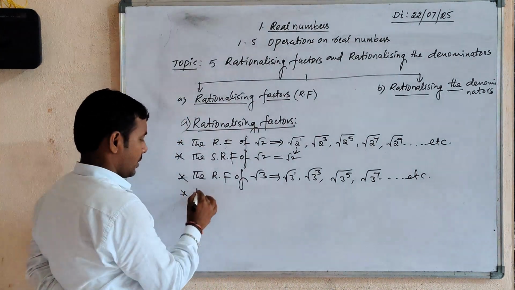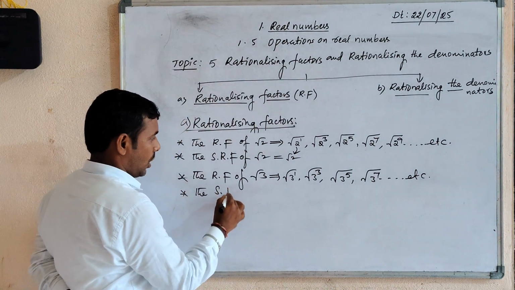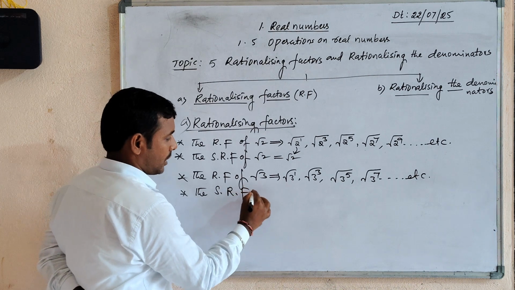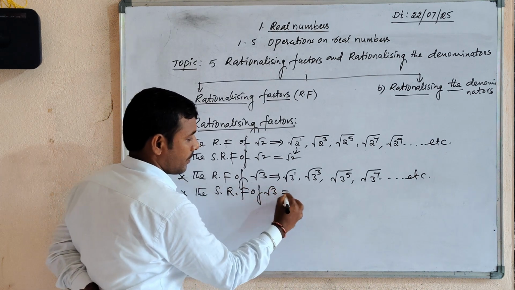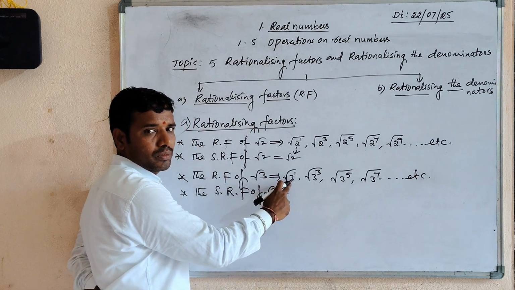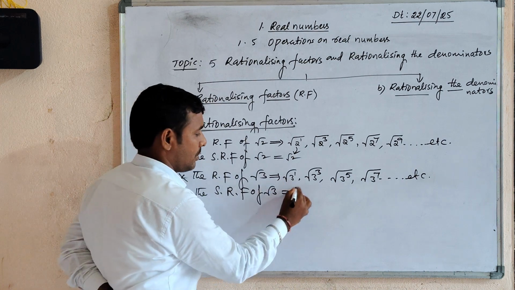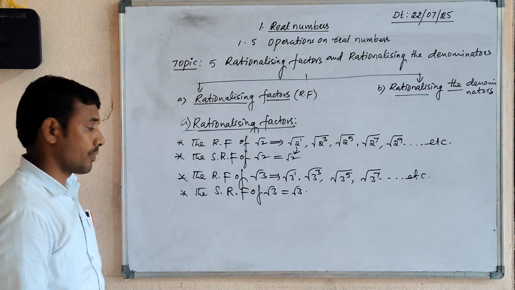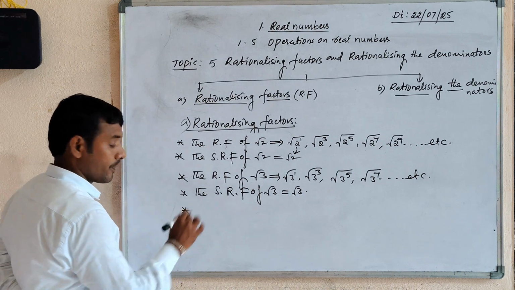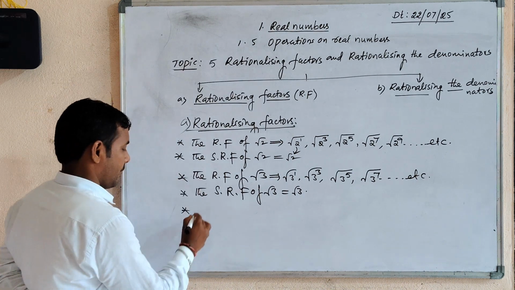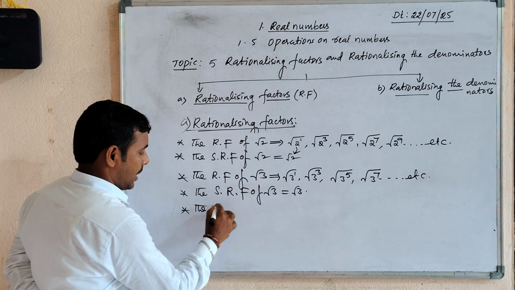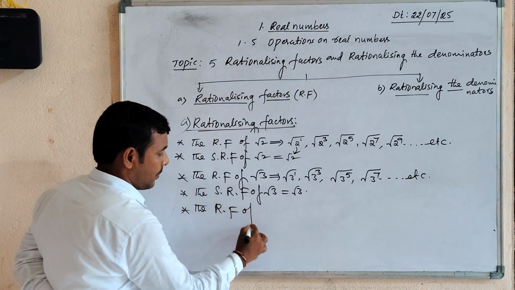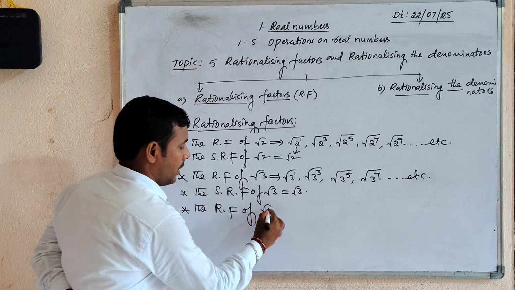One more. The smallest rationalizing factor of root 3, tell me. First one only, no? Last one. The rationalizing factors of root 5.